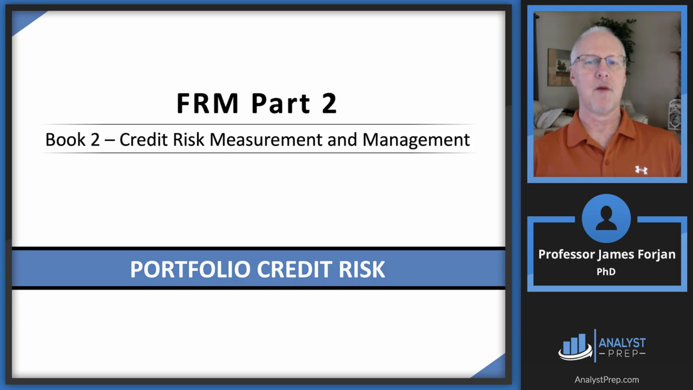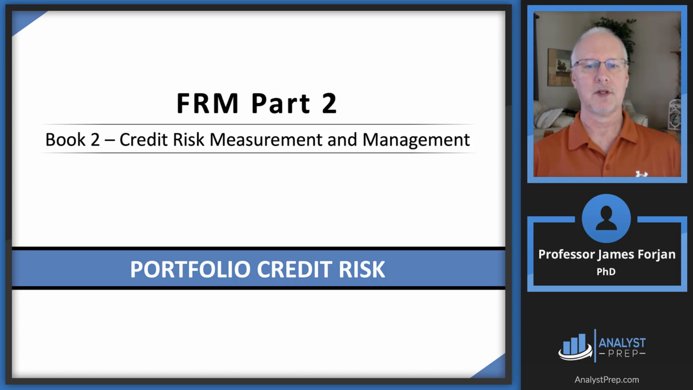This is FRM Part 2, Book 2, Credit Risk Measurement and Management, and the chapter on portfolio credit risk. Of course, what we're focusing on in this chapter is credit risk, not interest rate risk. And of course, we're going to eliminate those bonds issued by the Treasury Department here in the United States, and we're going to focus on risky credits.